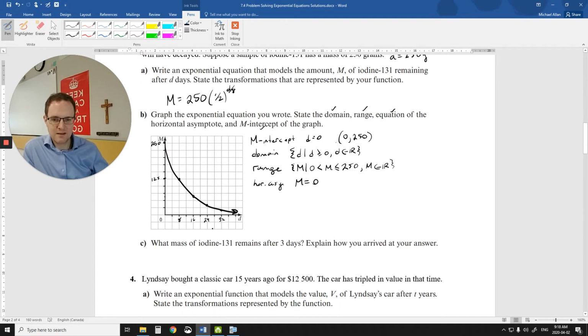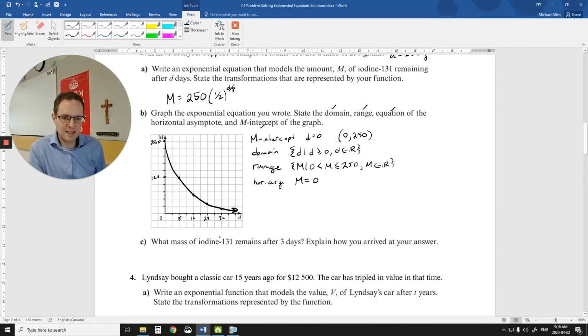Okay. What's the mass remaining after 3 days? How did we get this answer? Well, we just put it into our calculator. Let's see, explain how we arrived at our answer. You could just go here and actually read it off the graph if you want, but if we have an equation, why not use it?